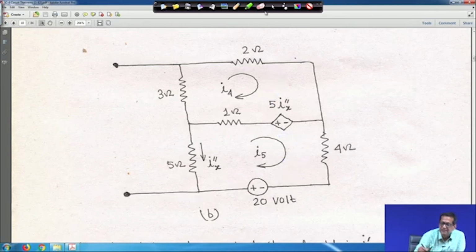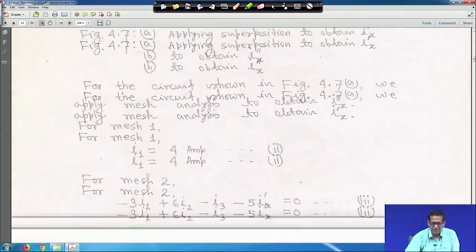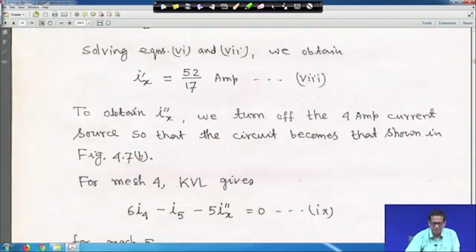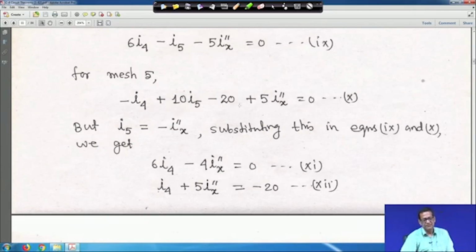So, all these equations now you can write. If you do so, mesh 4 will become 6 I 4 minus I 5 minus 5 I x double dash is equal to 0. Similarly, for mesh 5 you write the equation and look at that, it will become I 5 is equal to minus I x double dash, because you just see the direction, upward and downward.